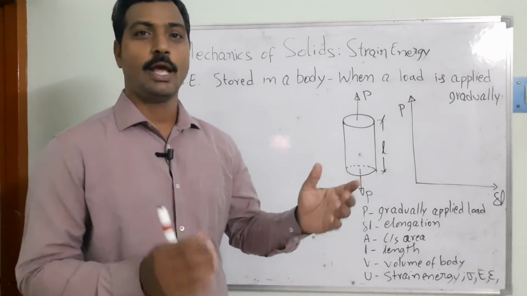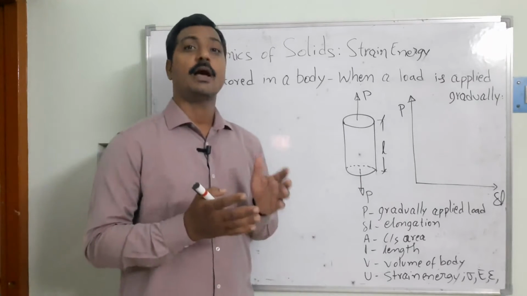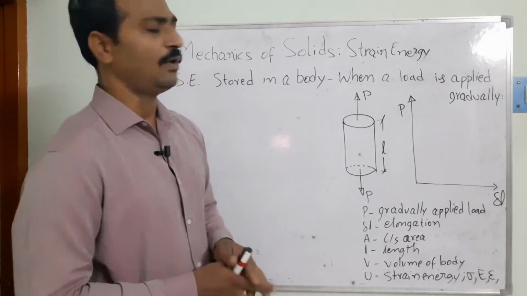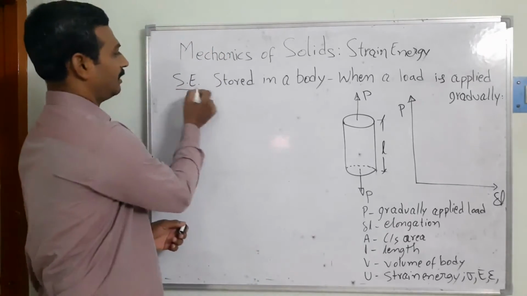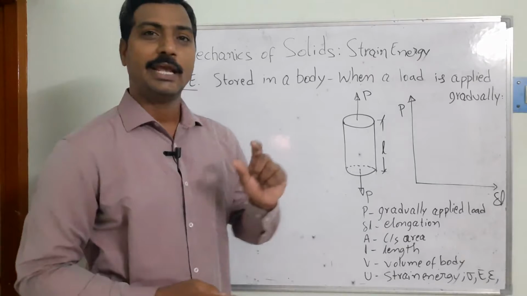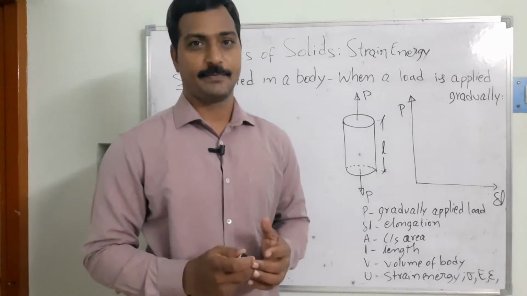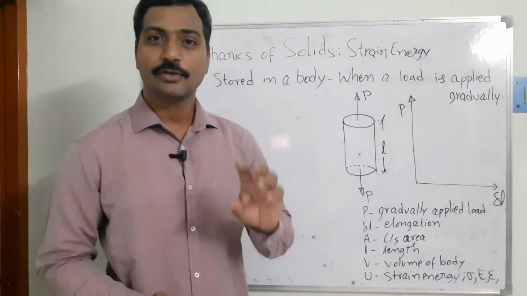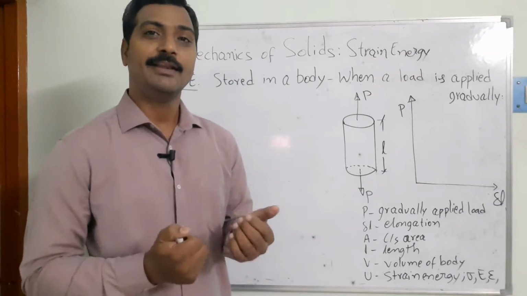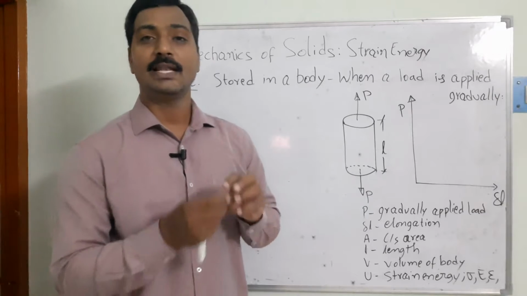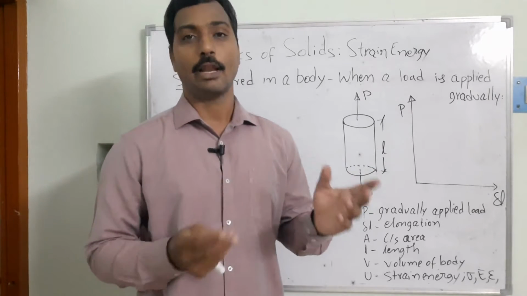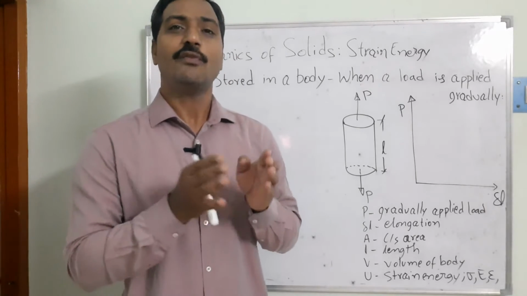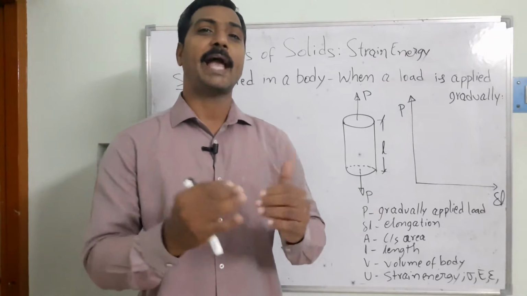Once you remove that load, the member automatically regains its shape and size. So why does strain energy come about? Because, as we know, every member has elasticity. It can regain its original position after removing the load. Because of this elasticity, the material stores some energy when it is subjected to stretching, elongation, or contraction. These are the general phenomena when an external force acts on a member.